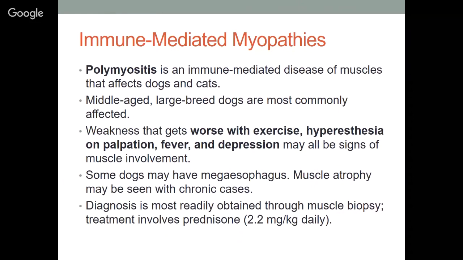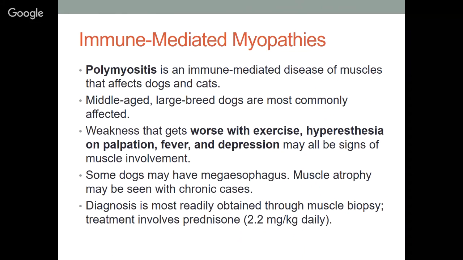Immune-mediated myopathies. Polymyositis is an immune-mediated inflammation of the muscles that affects dogs and cats. We see it in middle-aged large breed dogs most commonly. It causes a weakness that gets worse with exercise. It causes hyperesthesia on palpation, so it'll be very painful when we palpate those muscles. Fever and depression. Those are all signs of muscle involvement.